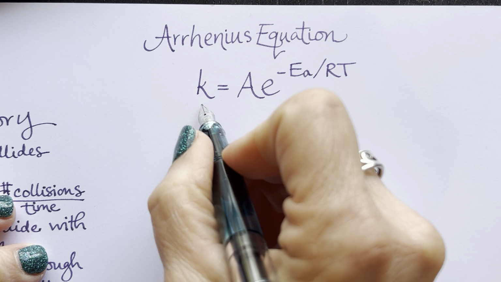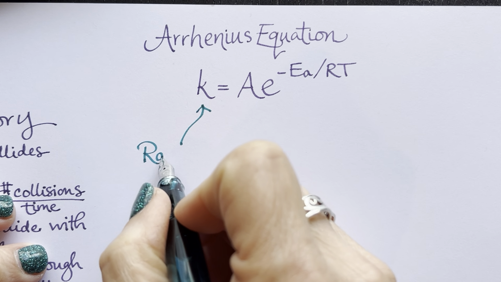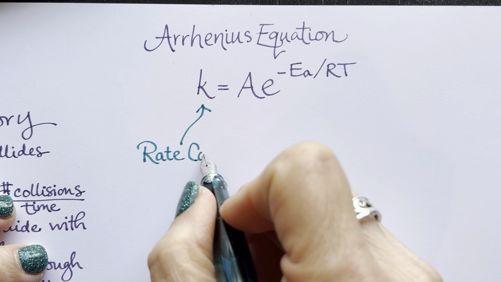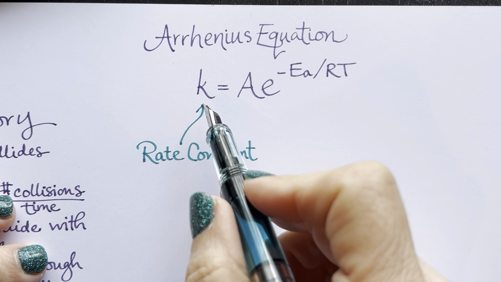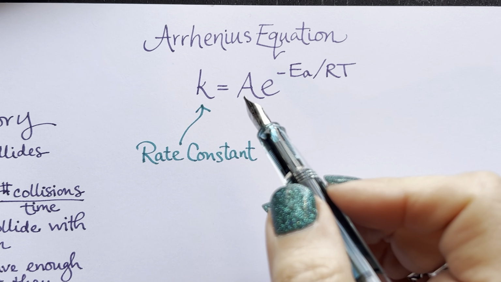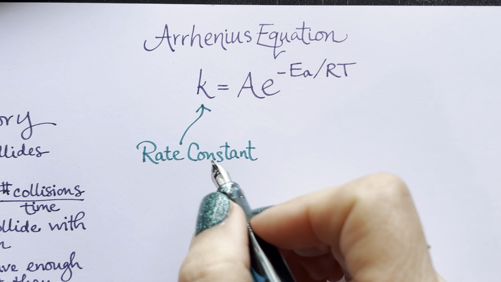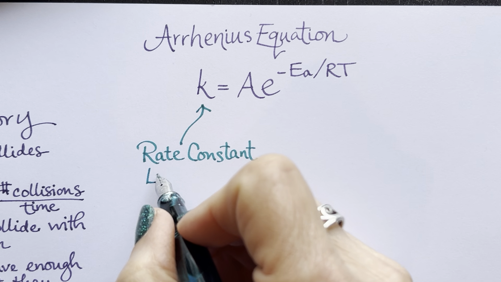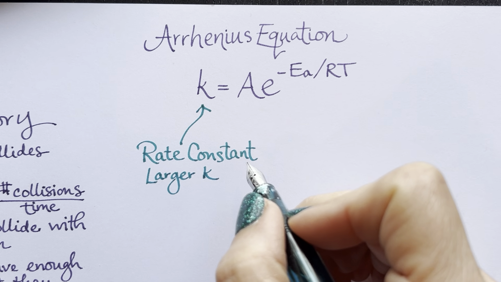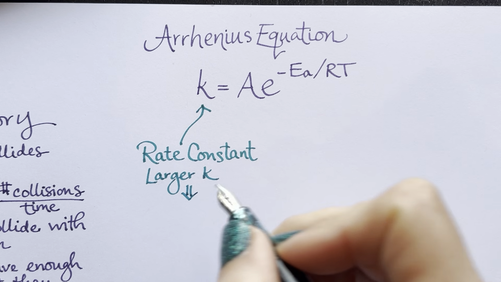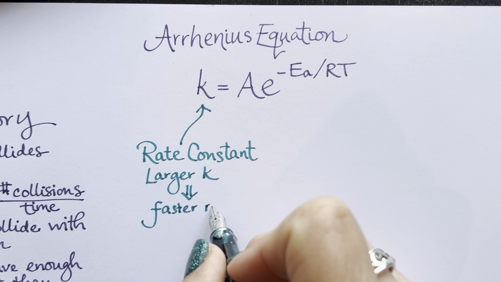Okay. This is a rate constant. Okay. The units depend on the order of the reaction, okay? But the main thing we want to focus on right now is acknowledging that a larger rate constant corresponds to faster reaction, okay?